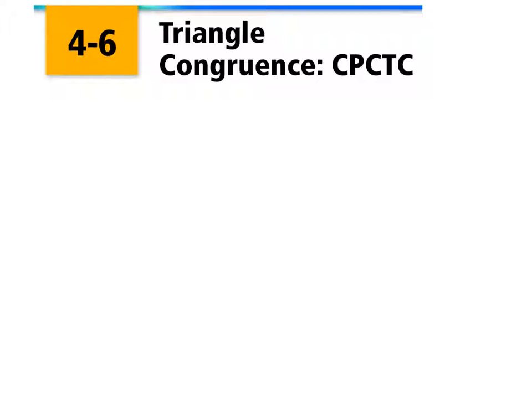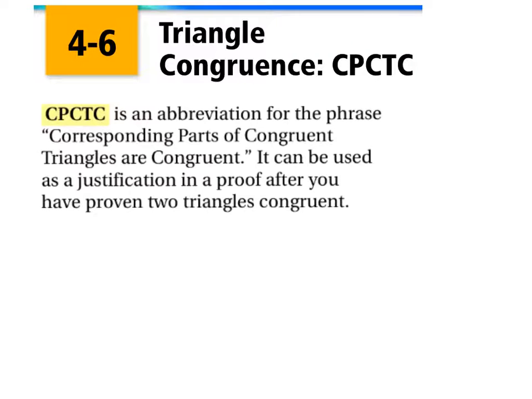In section 4.6, we're going to talk about what we've learned this chapter about proving triangles congruent and add one more step. And that step is called CPCTC. So CPCTC is an abbreviation for the phrase, corresponding parts of congruent triangles are congruent. It can be used as a justification in a proof after you have proven two triangles congruent. So let me break this down for you so you understand what we're doing.